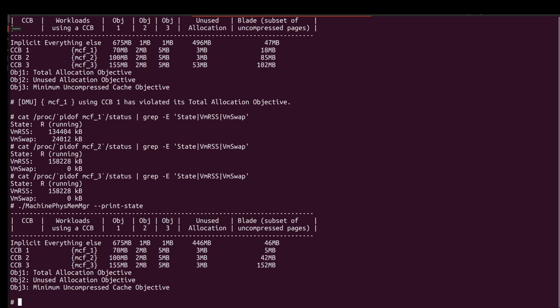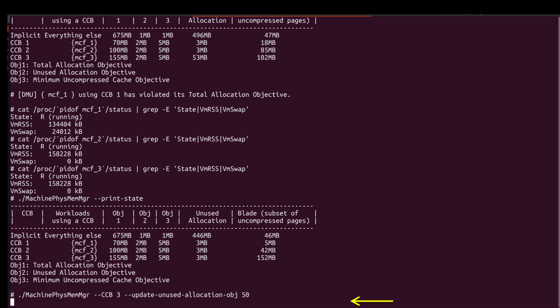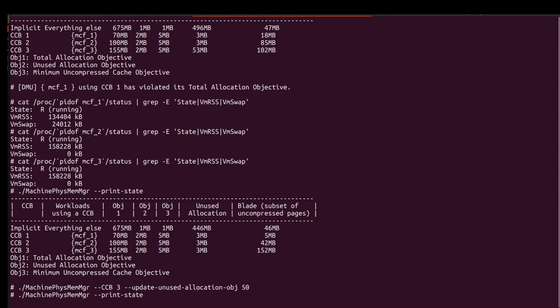The unused allocation objective allows the OS to control how much machine physical memory to free from individual jobs. Increasing the unused allocation objective of control block 3 to 50 megabytes causes DMU to schedule more compression for the job to free up 50 megabytes of memory from that job.